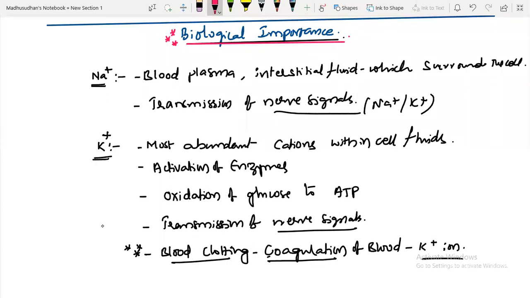Here, the most important are blood plasma and transmission of signals. Both ions are helpful in that. The other one is blood clotting, which is nothing but coagulation of blood. This is the biological term, coagulation, which means precipitation. Okay, guys, note down these things. This first group elements got over.